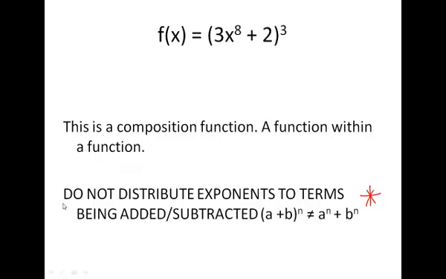Alright, so watch out for patterns like this. This is what we call a composition function. It's a function within a function. So you have this grouping, and then oftentimes you'll have a group brought up to some sort of exponent. And that is the composition function pattern.